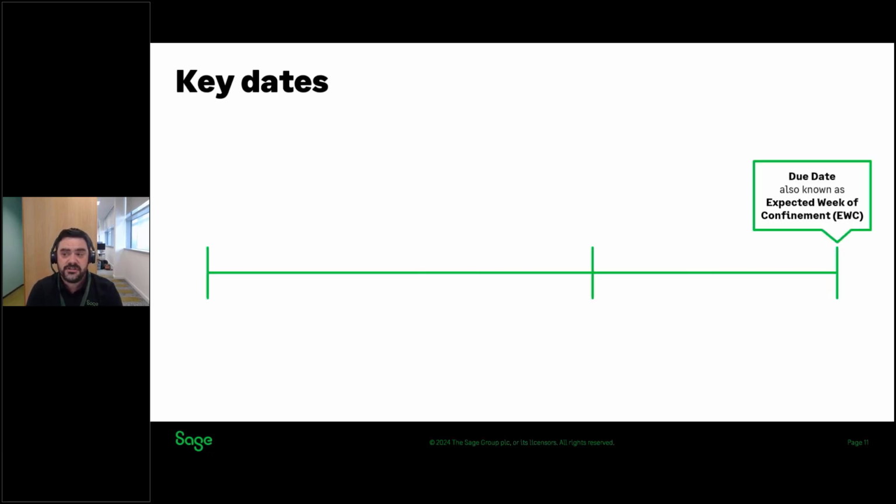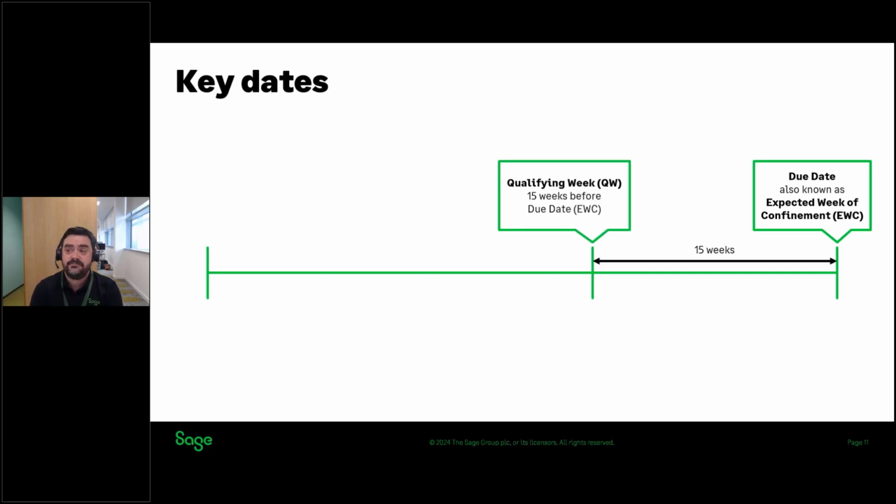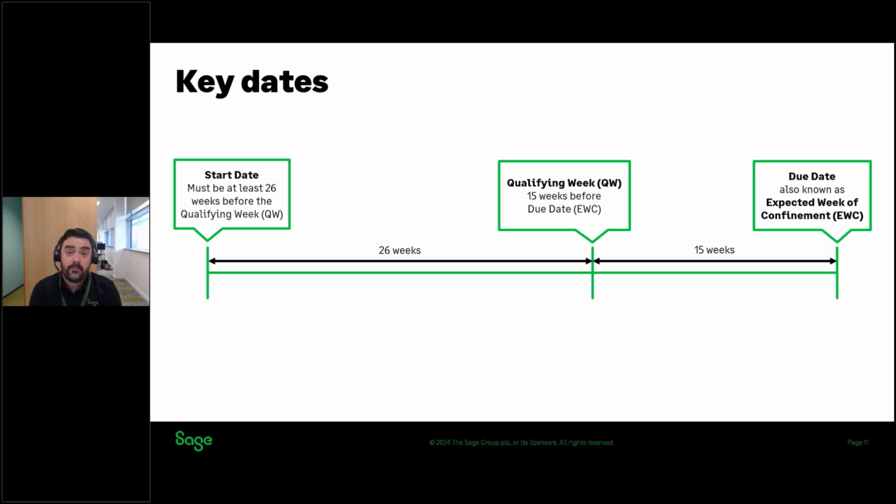So let's try and put some of these dates on a timeline, and we are going to link them back to Amelia in just a moment. So we are counting back from the baby's due date or expected week of confinement, EWC. When we count back 15 weeks, we get to the qualifying week. And then remember, to qualify for this payment, the employee must have been employed at least 26 weeks before that qualifying week. So that is the latest start date for them to qualify for the payment.